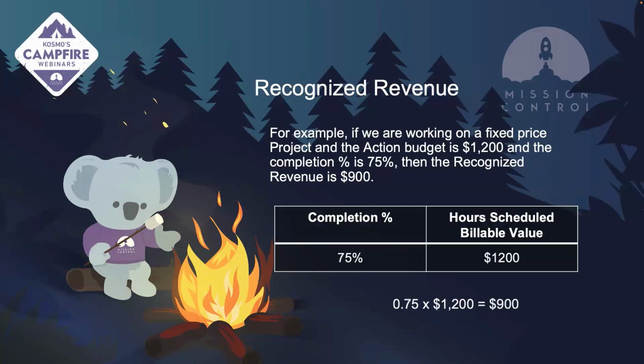So for example, this is similar to the actual cost. If we're working on a fixed price project and the action budget is $1,200, and we have a completion percentage of 75%, then the revenue would be $900.